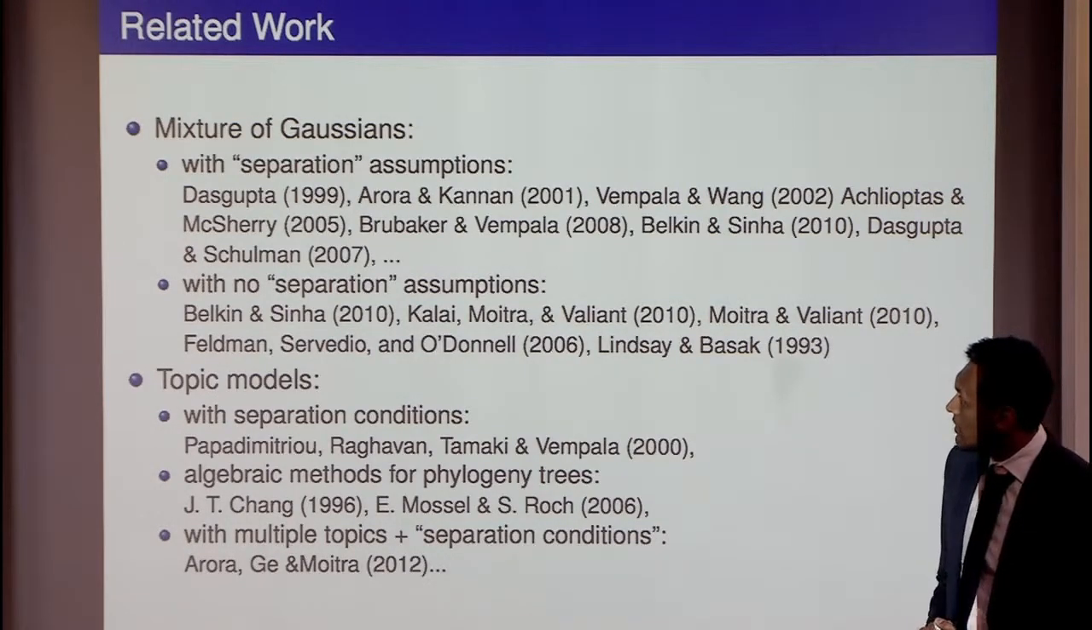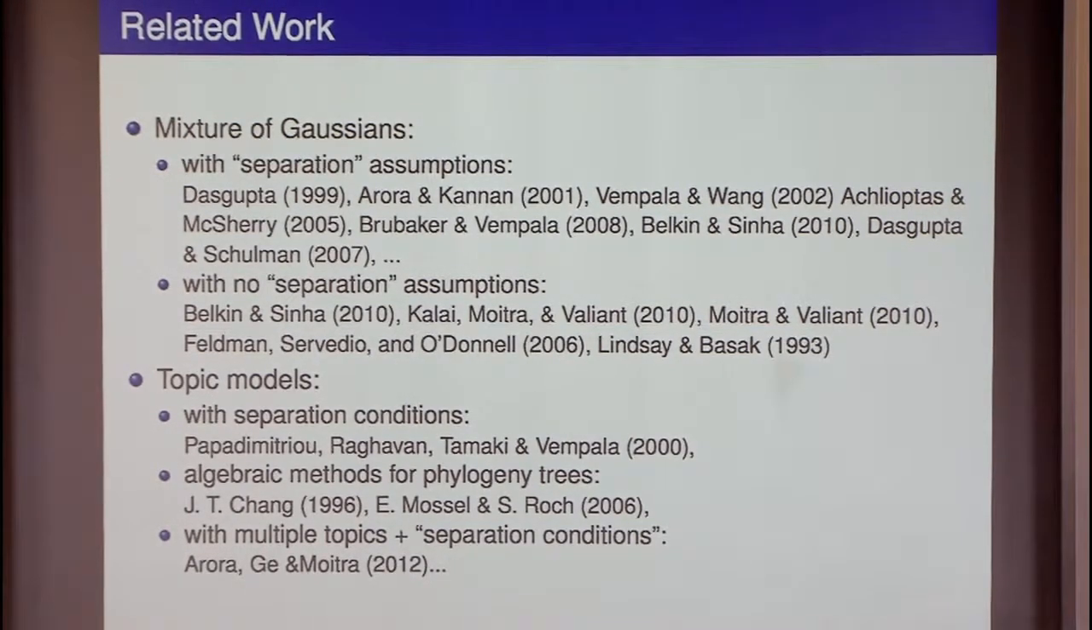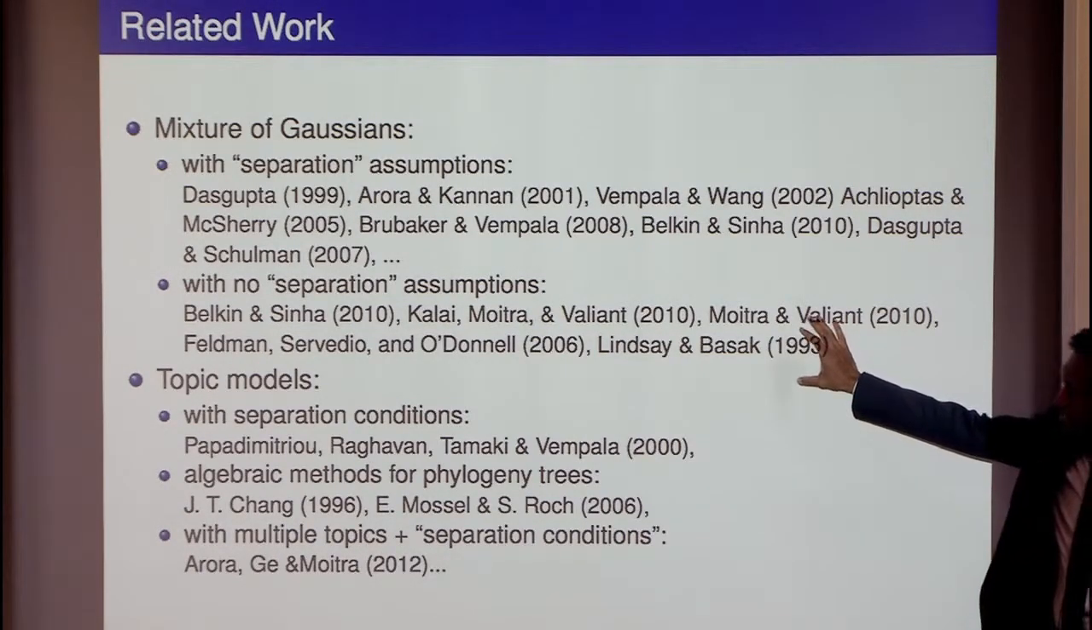I can't go through all the details, but in the theoretical computer science community, there's been a lot of very nice work when we have separation assumptions, how we can learn these things. And when we don't have separation assumptions, there's some nice work starting with Adam Kalai and co-authors and Misha Belkin and co-authors of how we can learn mixtures of Gaussians in an information theoretic sense.